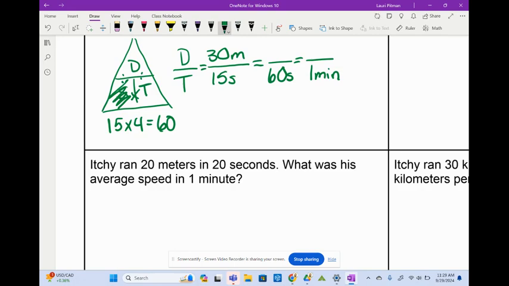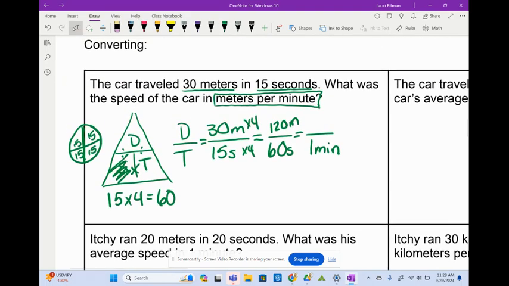Because if you think about it, in an hour, if you know what a clock looks like, each section in an old clock is 15 minutes. Okay, so if I have to do times 4 to get to 60, whatever I do to the bottom, I have to do to the top. So we've already got 15 times 4 gives us 60. Now we have to ask, what is 30 times 4? 30 times 4 is going to give us 120. So now we have 120 meters over 60 seconds.